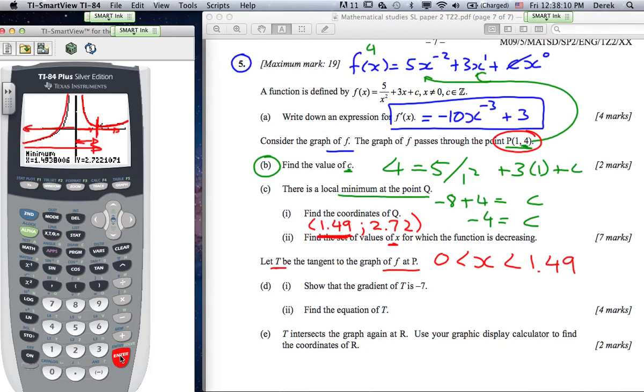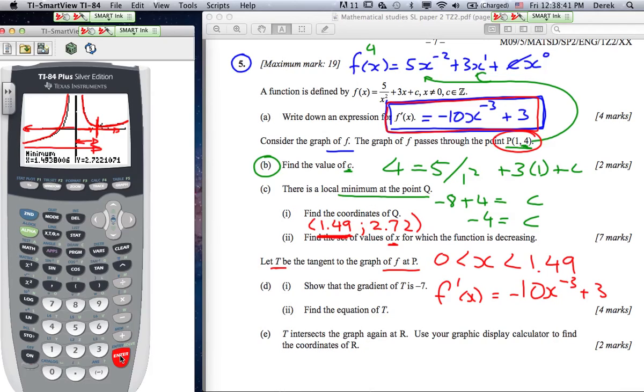Well, to do that, we would go to our gradient function. This is our gradient function over here. f of x is equal to -10x to the -3 plus 7, so f prime of x is equal to -10x to the -3 plus 3. When we differentiate the function, it gives us our gradient function. It means that we can calculate our gradient at any point.